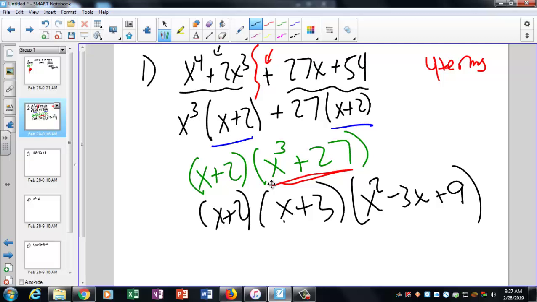All right. x plus 2, x plus 3, and then x squared minus 3x plus 9. 27 is 3 times 3 times 3. Okay? And that's why you use the x and the 3. We're using plus because this sign is plus. Does that make sense? Okay.